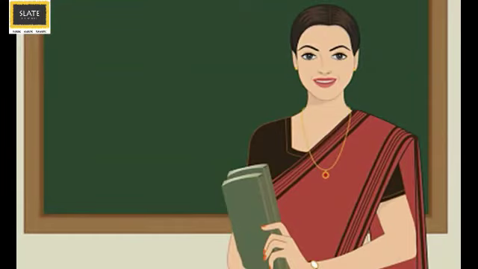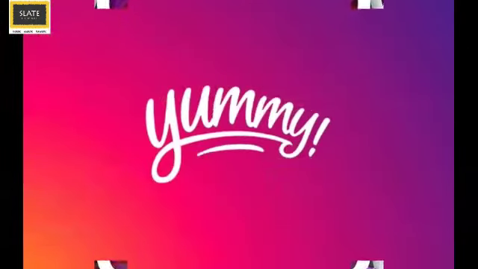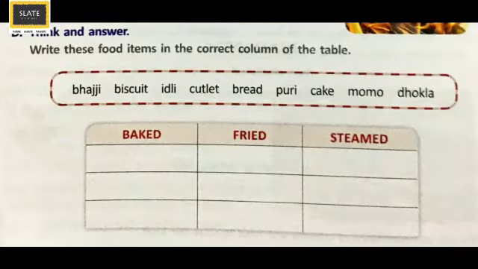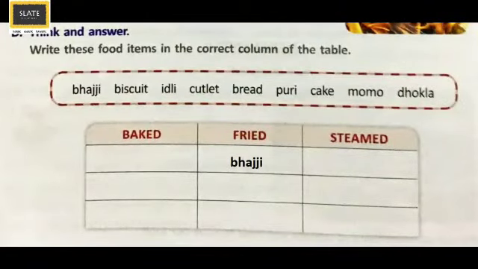Now let's check the last bit, bit D. Think and answer. Slaters, here we have a word box with different food items. We need to put each of these food items in the correct category of how they are cooked. Wow, this is a yummy exercise, isn't it? The first food item is bhaji. Bhajis and pakoras are mostly deep fried. Hence, we will put this item in the second column.